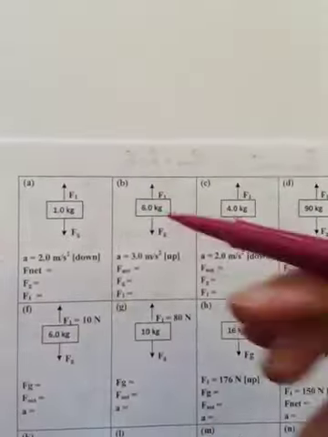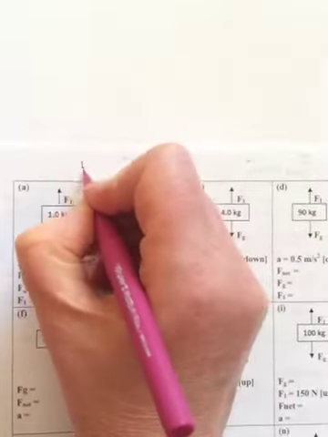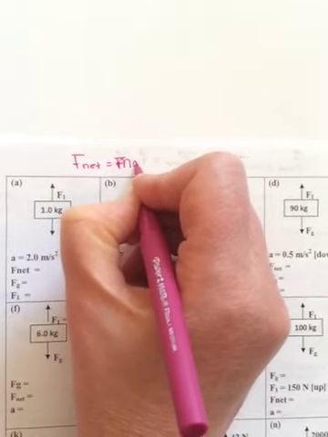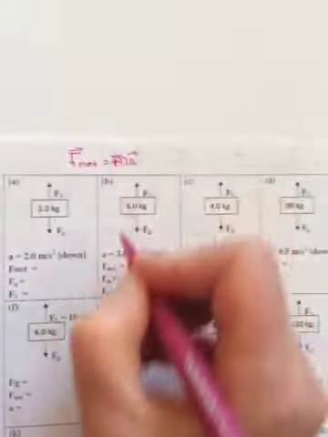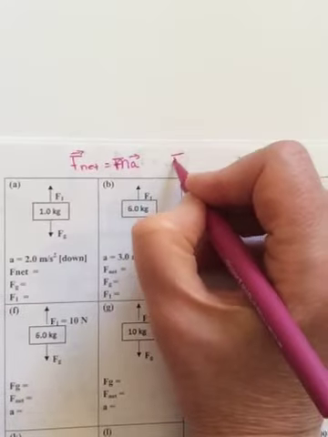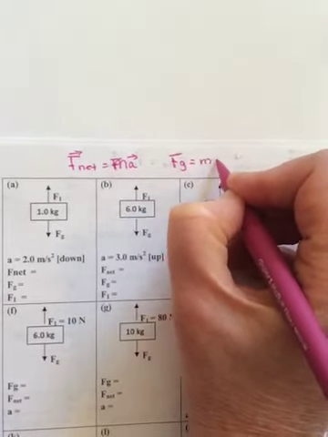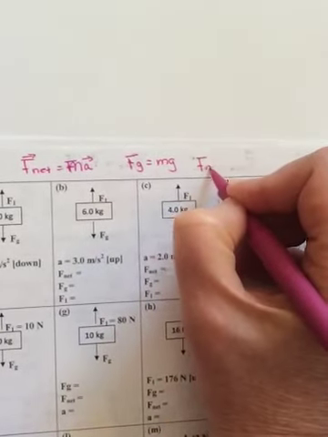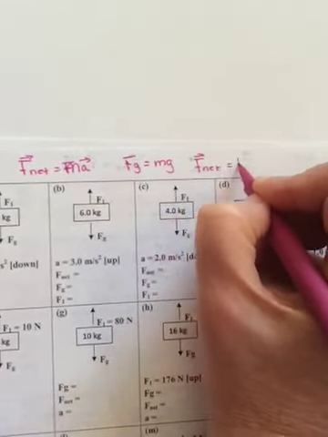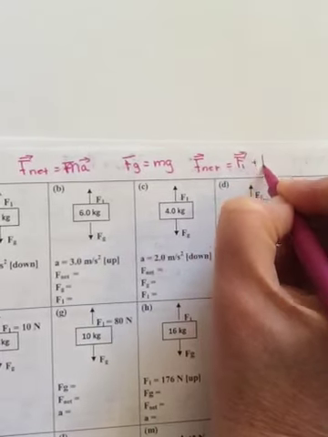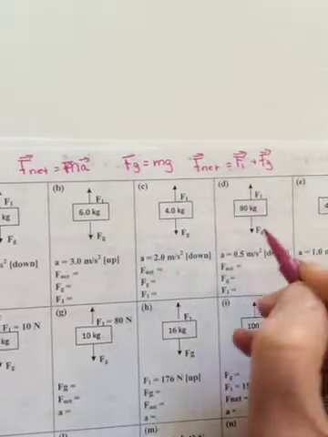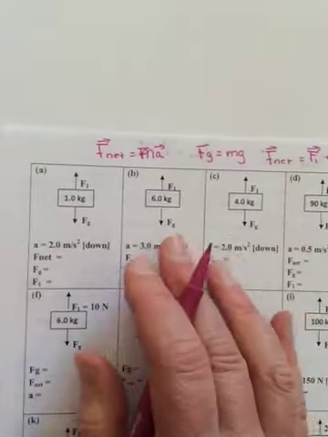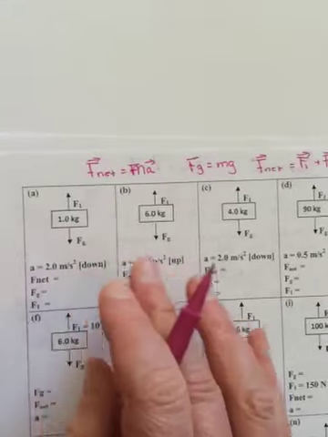So on the back, you're going to still use Fnet equals MA. Whoops, that's not an M. MA. But this time it's up and down, so you'll also need FG is equal to MG. Okay, and the Fnet will be equal to F1 plus FG. So FG will always be negative because it's going down, and F1 is going up, so it should always work out to be positive. And Fnet, it'll depend on if it's up or down.